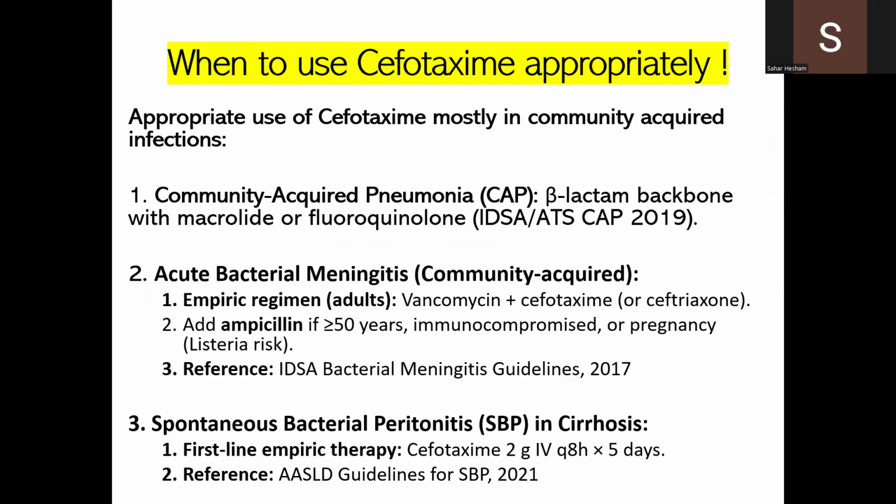Also, we add ampicillin for those patients who are at high risk for listeria, like those patients who are elderly, more than 50 years old, immunocompromised, or even pregnant. Our reference is the IDSA Bacterial Meningitis Guidelines 2017. Also, it can be used for spontaneous bacterial peritonitis, where cefotaxime and ceftriaxone remain the first line therapy. We usually use 2 gram IV every 8 hours according to the AASLD guidelines.